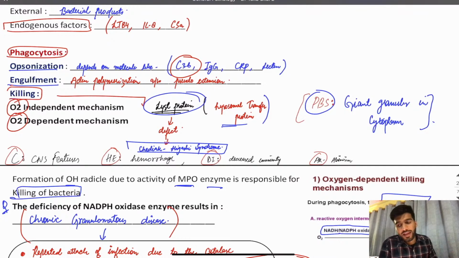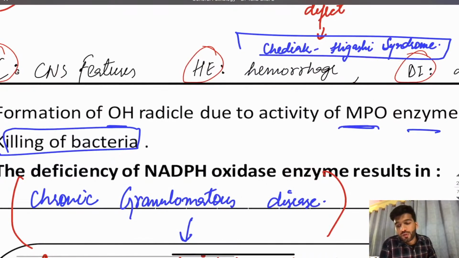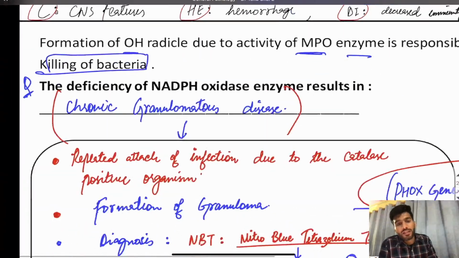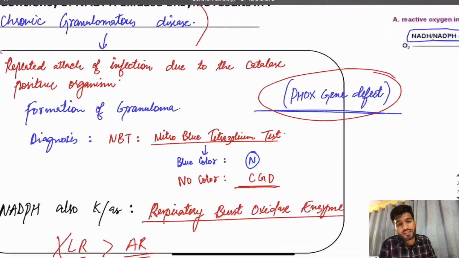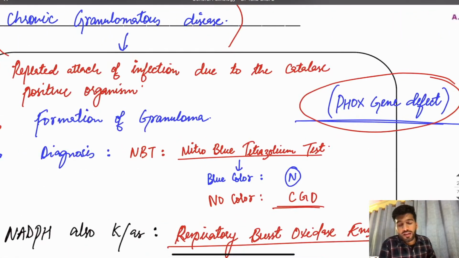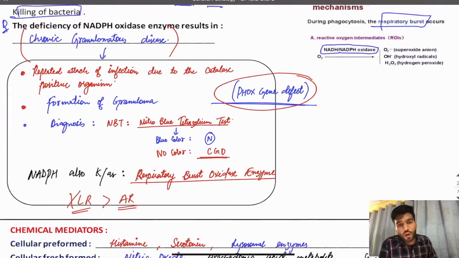And if the enzyme that is used is respiratory burst oxidase, which is an NADPH oxidase enzyme, for oxygen dependent killing mechanisms, if there is a deficiency of that enzyme, it will cause a disease called chronic granulomatous disease. So what is the diagnosis, guys? The diagnosis is done with the help of a nitroblue tetrazolium test. If there is a blue color, normal. If no color, that goes with chronic granulomatous disease. There is a phox chain defect, guys, and the patient is having recurrent infection due to catalase positive organisms.